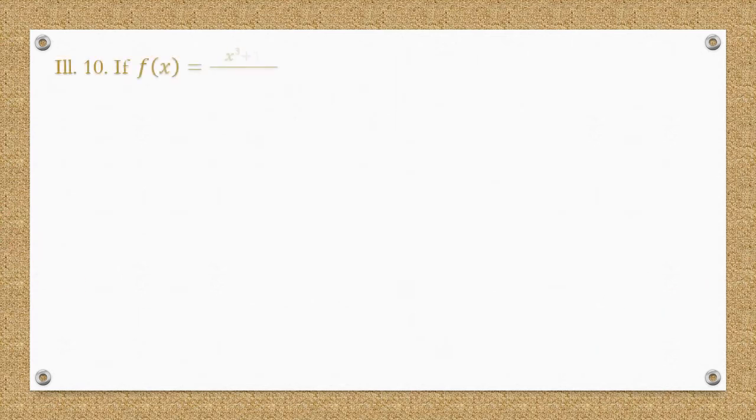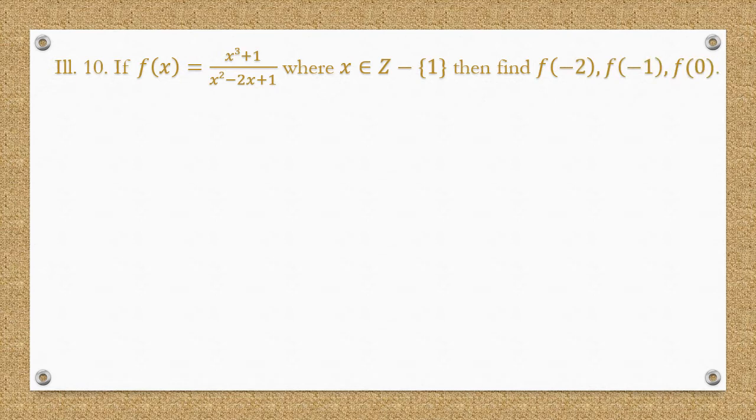What better thing there could be to understand apart from the illustrations? We are going to start with illustration 10. We have a function f(x) = (x cube plus 1) upon (x square minus 2x plus 1), where x belongs to Z minus {1}, that is, it is a Z but not 1. We have to find f(-2), f(-1) and f(0). These are the three values which we want to calculate.